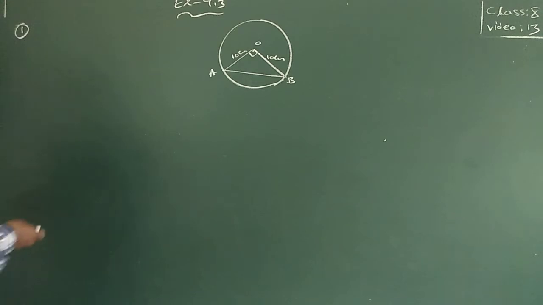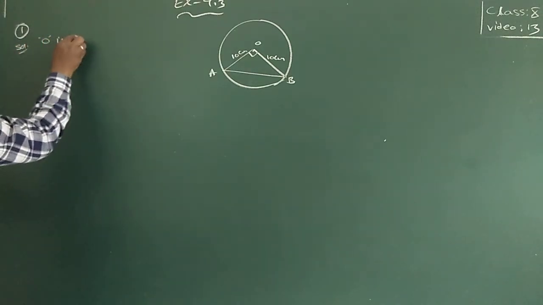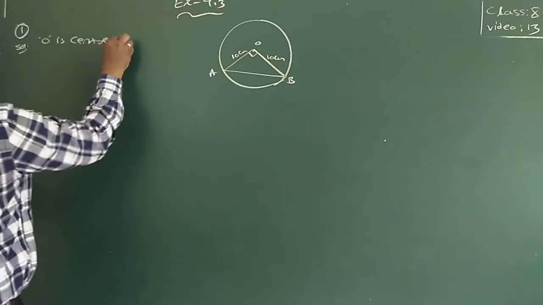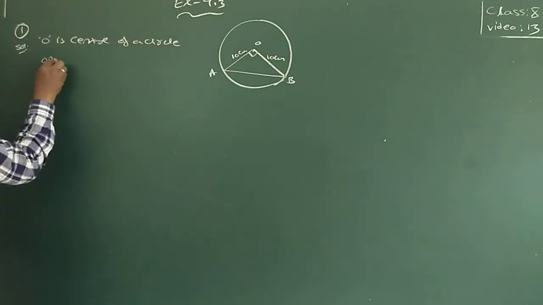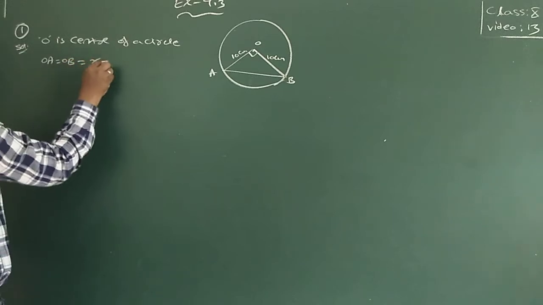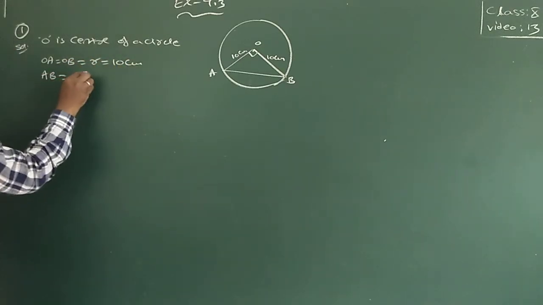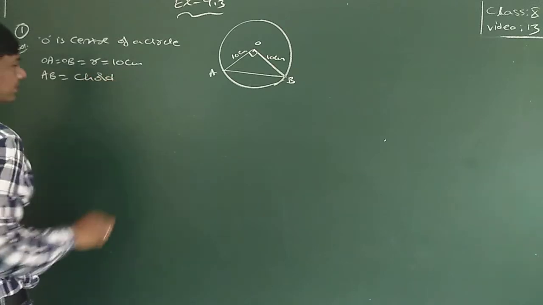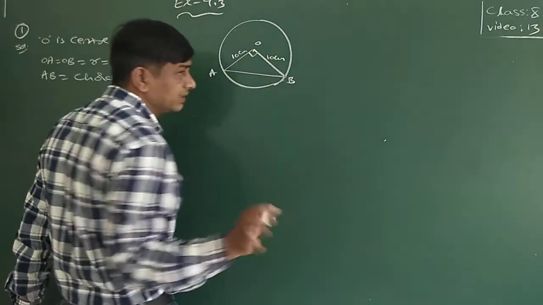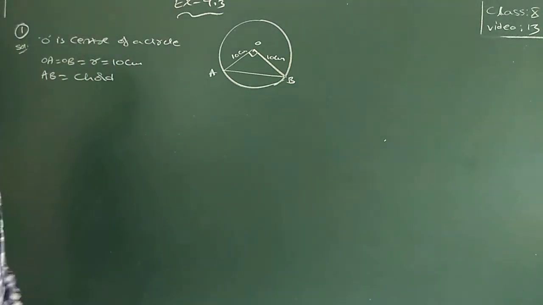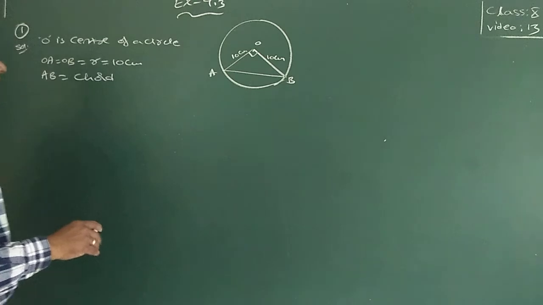A chord of a circle of radius. See here, O is the center of the circle, and OA is equal to OB is equal to the radius, which is 10 centimeters. AB is a chord of the circle. They did not mention the chord length here. They did not give any length of the chord.